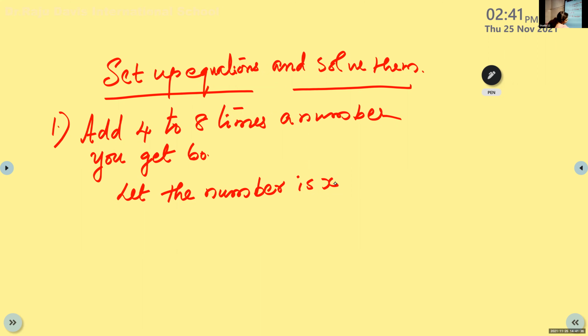Priyadatta, come on. Yes, ma'am. 8x plus 4 equals 60. Yes, add 4 to 8 times a number. So 8x, isn't it? 8 times a number is 8x. 8 times means it is multiplied. Plus 4 is equal to 60.